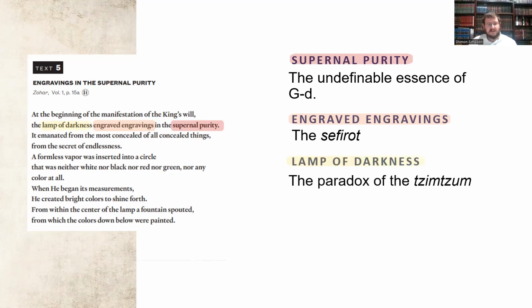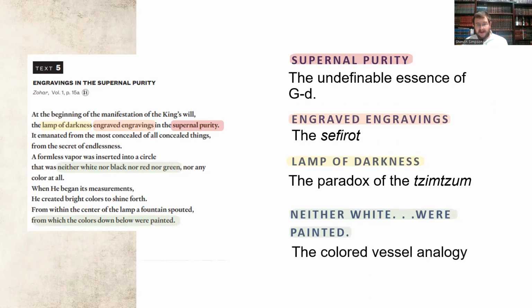And then what did we speak about? The lamp of darkness, because that's the paradox of the tzimtzum. On the one hand, it's a lamp because it enables revelation, but on the other hand, it's darkness because it's a concealment of the divine infinity. So it's the lamp of darkness, the concealment of the divine infinity, that enabled the engraved engravings within the supernal purity. And then we said that it was neither white, because it's colorless, using the analogy of the water, but on the other hand, they were painted because this is alluding to the colored vessel analogy.